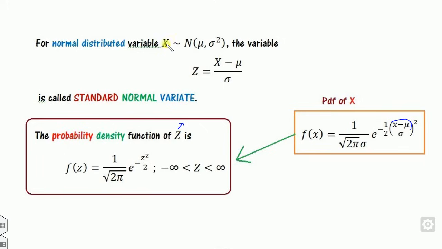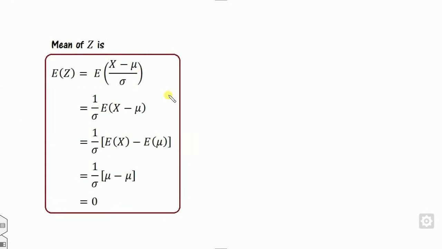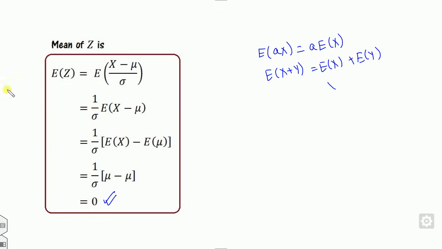We know that the mean of x is mu and the variance is sigma square. We can calculate the mean of Z by using the fact that the mean of aX is a times the mean of X, and the mean of x plus y is the mean of x plus the mean of y. You can see 1 by sigma is outside, so after calculation you will get 0.